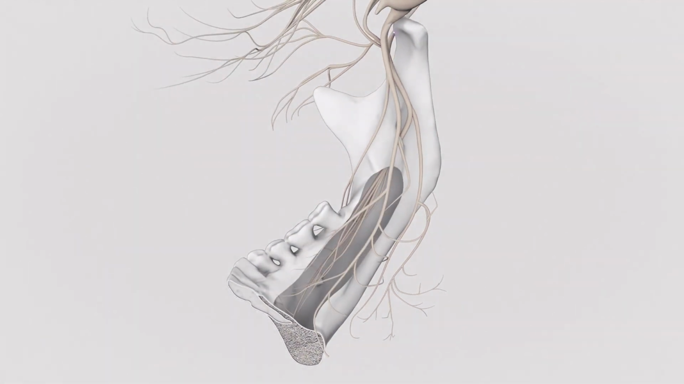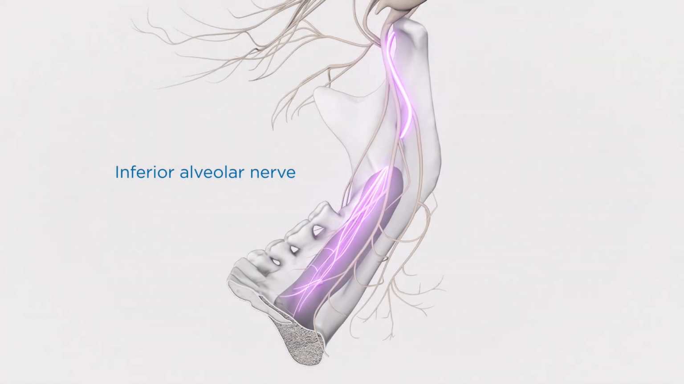The inferior alveolar nerve passes through the pterygomandibular space lateral and downward behind the lingual nerve, assuming a slight S-shaped configuration until it reaches the mandibular foramen.